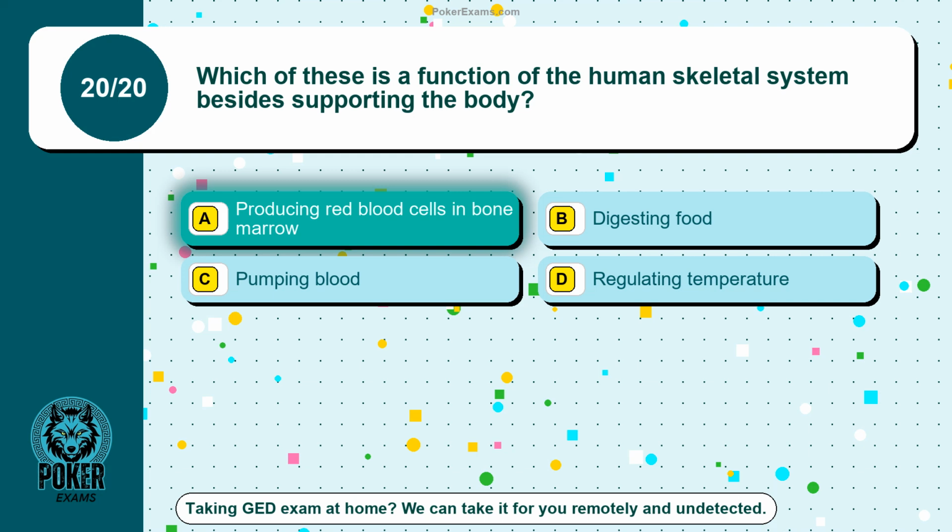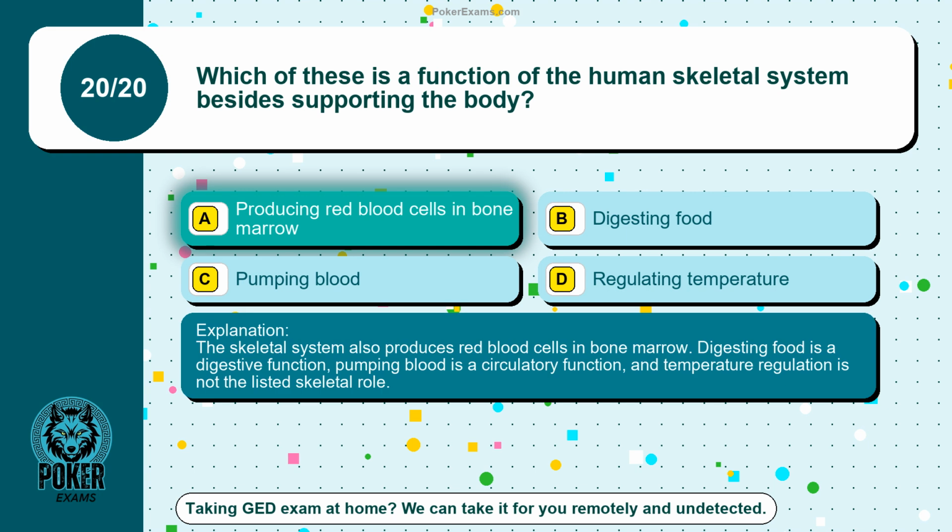The correct answer is option A, producing red blood cells in bone marrow. The skeletal system also produces red blood cells in bone marrow. Digesting food is a digestive function, pumping blood is a circulatory function, and temperature regulation is not the listed skeletal role.